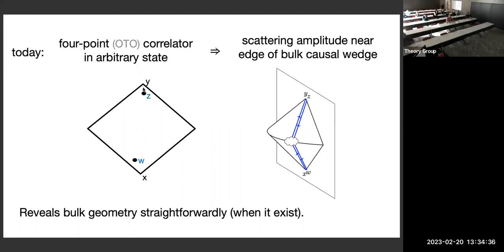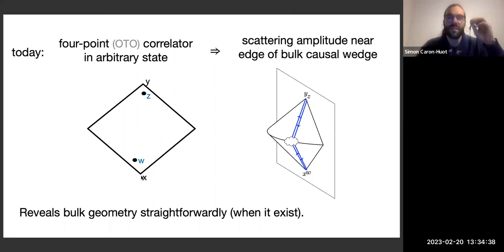The main message is that these objects, in theories and states that are holographic, correspond very nicely to scattering amplitudes at the edge of a certain region, and that this information reveals the bulk geometry very straightforwardly when it exists. So the goal is to somehow understand the bulk geometry from these objects.